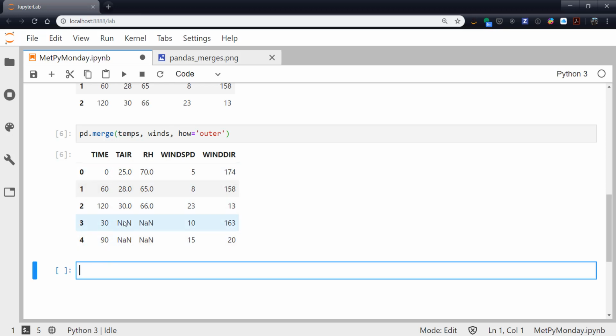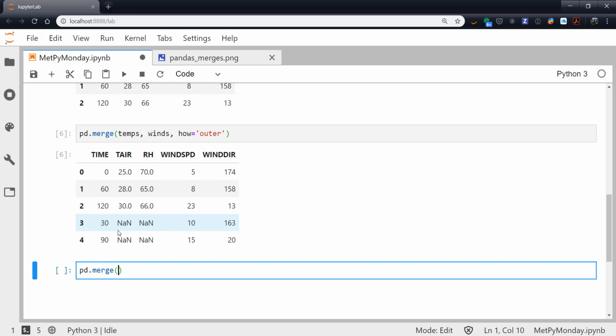We could always sort or maybe make the time column an index. That's probably what I would be doing next. And where we don't have air temperature and relative humidity data, it just put NaNs, not a numbers there. So there was no data loss, and it filled in missing data with NaN, which seems like a pretty sensible behavior, and that's probably what I would want in this case, is an outer join or outer merge.